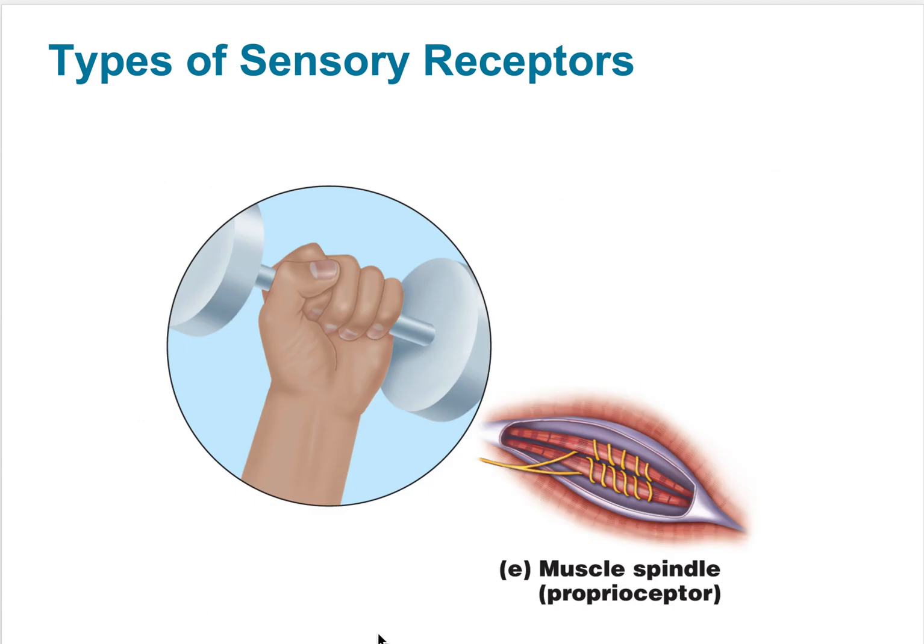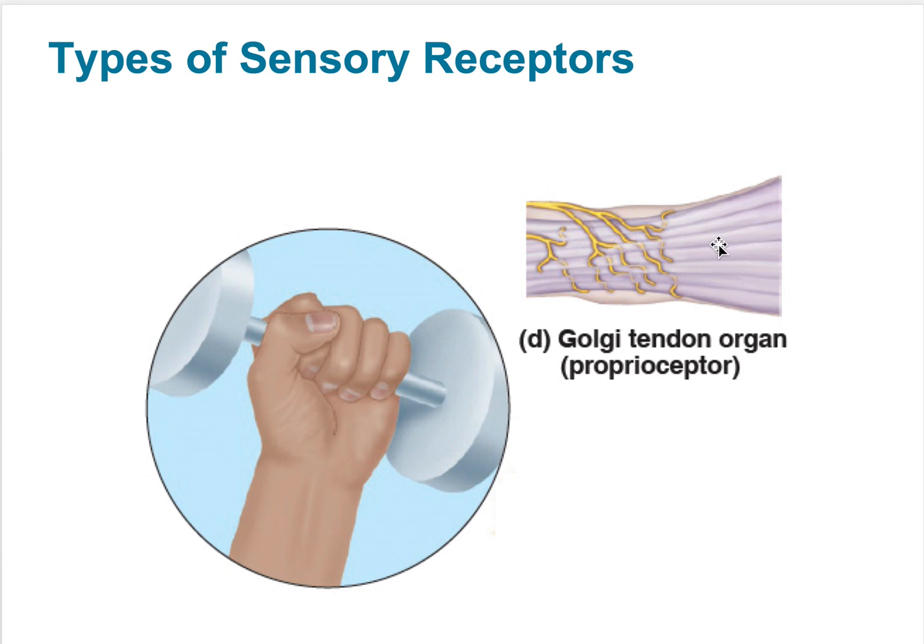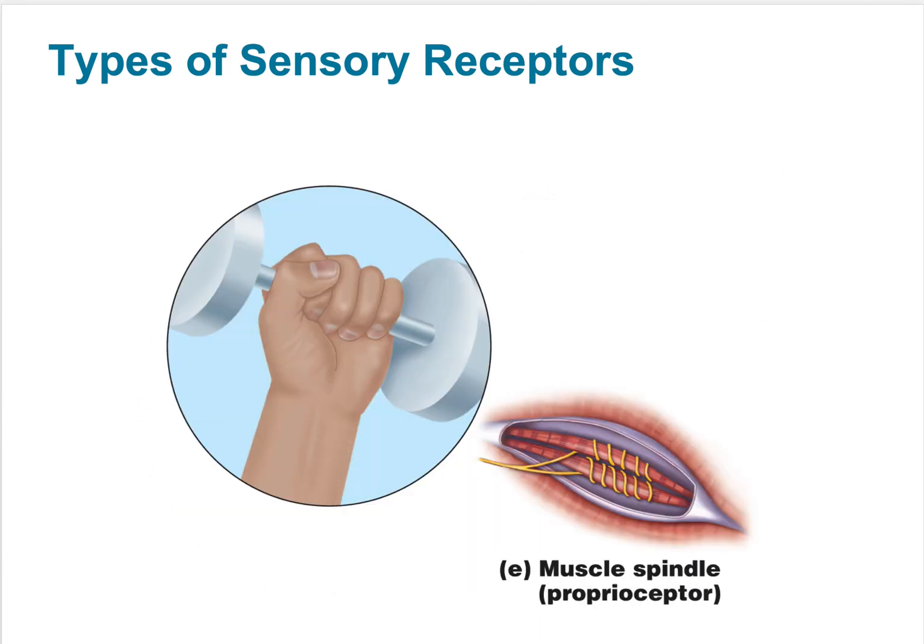This one is attached to a tendon, for when you're overstretching a tendon. And then you also have what we call a muscle spindle. It's another type of proprioceptor that's attached to actual muscle, so you don't overstretch a muscle and end up tearing it. Those are different types of sensory receptors.